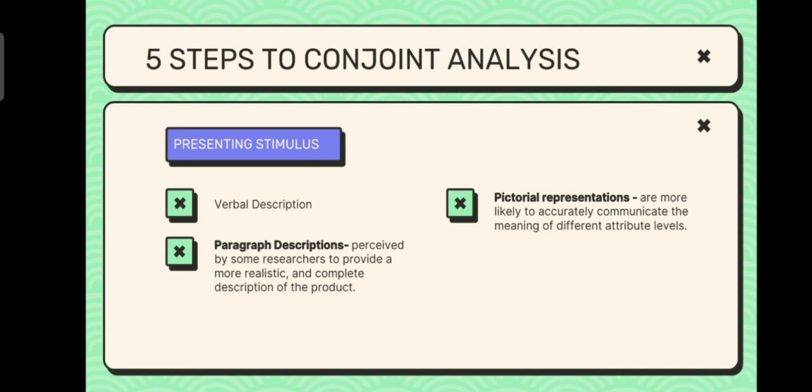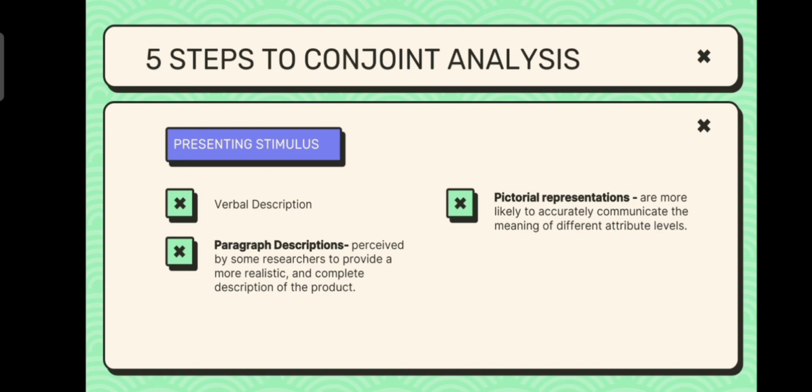So the last one is the pictorial representations. These are more likely to accurately communicate the meaning of different attribute levels. So this talks about the visual representations of your product or services. So through picture or other forms of visual representations of your product na ipapakita or na ipapaintindi nito sa customers mo yung attributes of different features na meron yung product mo and services na offer mo. So dito rin nila ma-visualize yung product na bibilhin nila sa iyo.